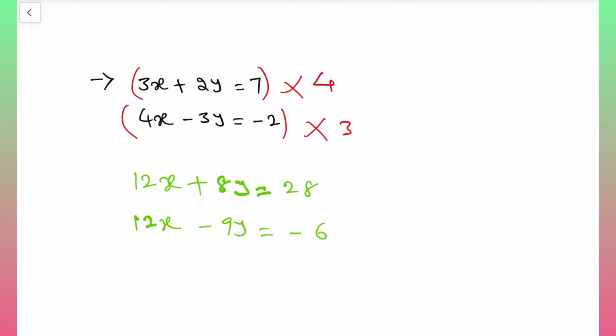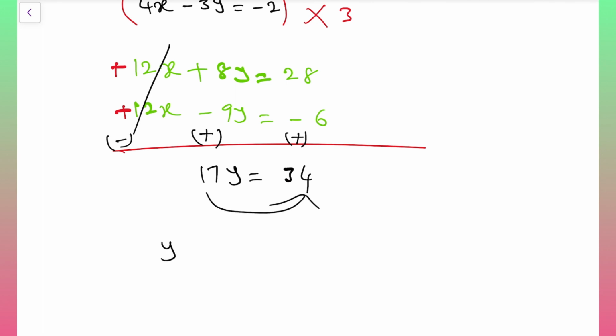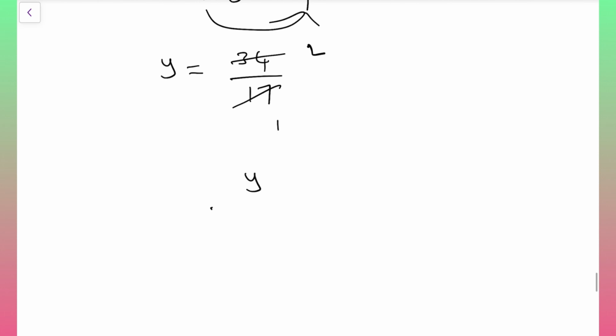Now the first thing we need to do is check the signs. Here it is plus 12x, here it is also plus 12x. So both the signs are the same. If both the signs are the same, then we need to do subtraction. So here plus becomes minus, minus becomes plus, minus becomes plus. So plus 12x minus 12x cancel. 8y plus 9y, 17y is equal to 28 plus 6, 34. So 17 if we take to the right side, then y is equal to 34 divided by 17. 17 twos are 34. y is equal to 2.